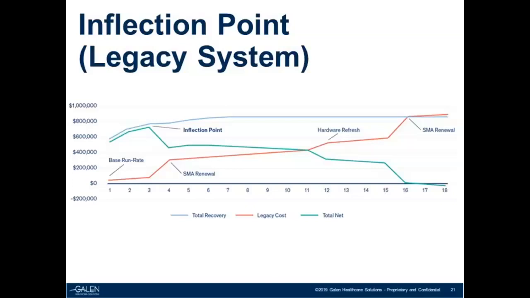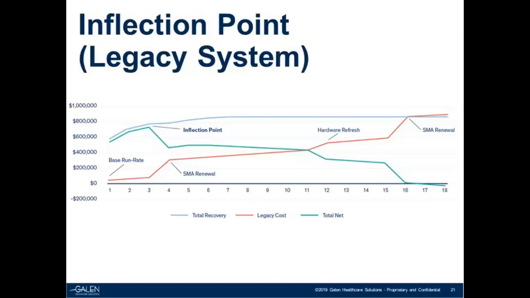But maybe it wasn't possible. It's entirely common that the timelines simply don't line up and you know you're going to be forced to pay that SMA. So then things move along and you still have a positive net. Obviously, we're not talking about losses at this point, but you're not recovering as much money as you could have if you exited from that contract a little earlier. But then around month 12, we got hit with a hardware refresh.